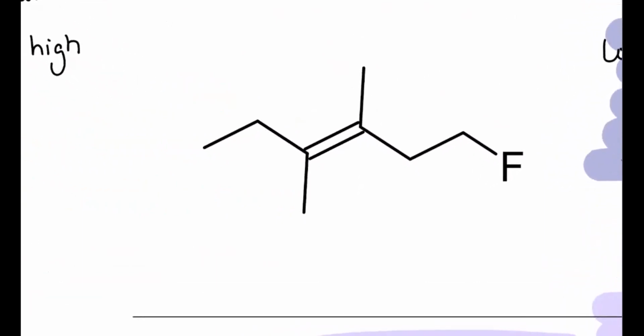Let's name this alkene. And again, when you guys are naming this, you will see it in the chapter quiz. It's a drop-down menu.